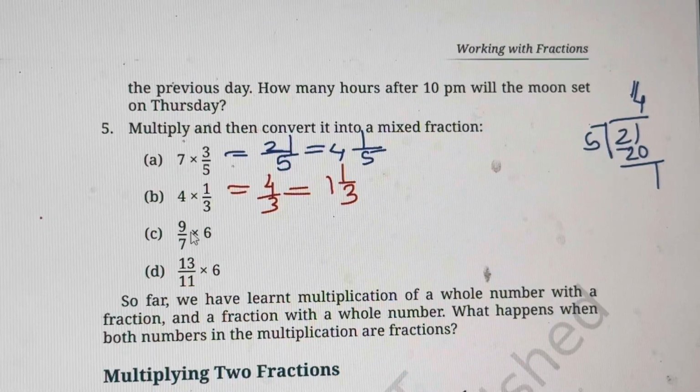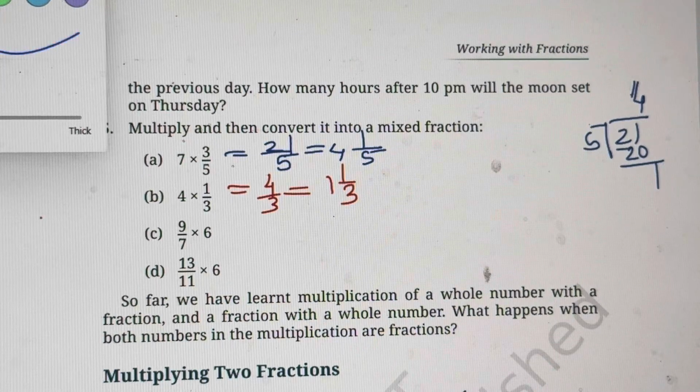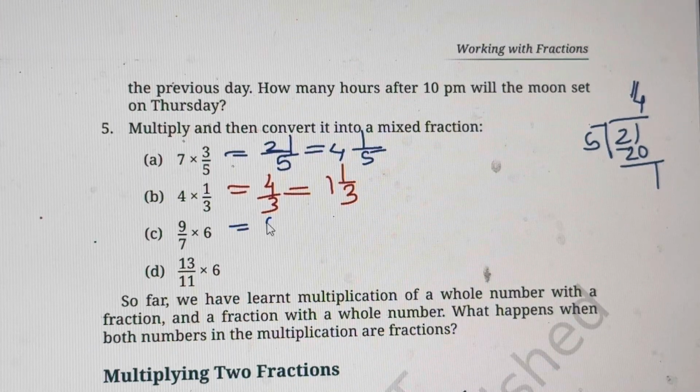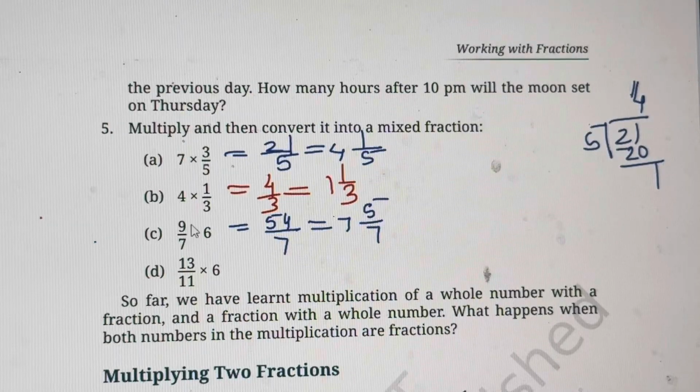Now question number C, 9 into 6 upon 7. 9 upon 7 into 6 you can say. Right. So first what do we do? We multiply 9 sixes are 54 upon 7. Right. So now you think of the table of 7. So 7 sevens are 49. If we take 7 eights, it would be greater, 56. So we take 7 as whole, and 54 minus 49 is 5. And the denominator remains as it is. So 7 whole 5 upon 7 is the answer.